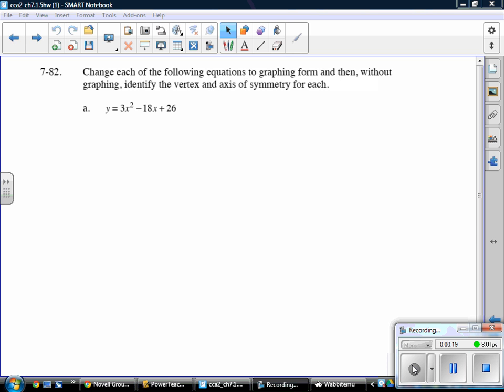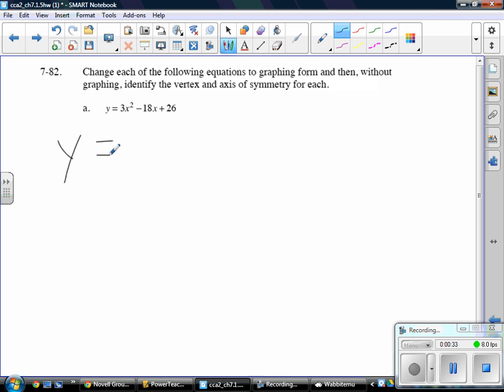to graphing form. And to do this, we're going to complete the square, which we've had a lot of practice with in the last several homework assignments. The previous problem, you completed the square. So what I'm going to do is pull out a 3 from the first two terms. So I'm going to just leave the x squared minus 6x and leave the plus 26 on the end.